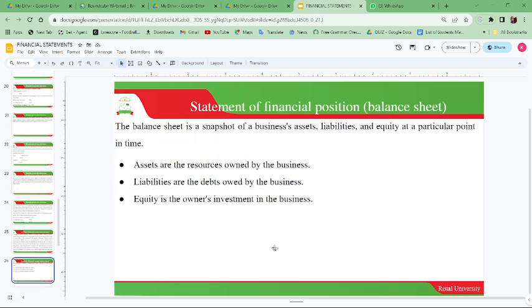So the balance sheet is a snapshot of assets, liabilities, and equity at a particular point. Assets are resources owned by the business, liabilities are the debts owed by the business, and equity is the owner's investment in the business.